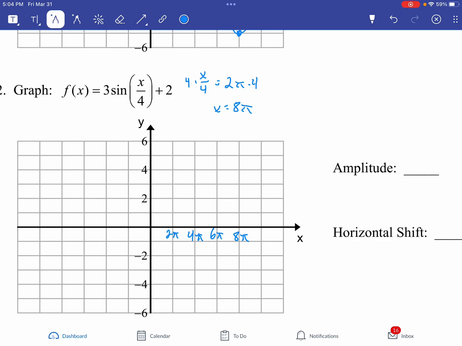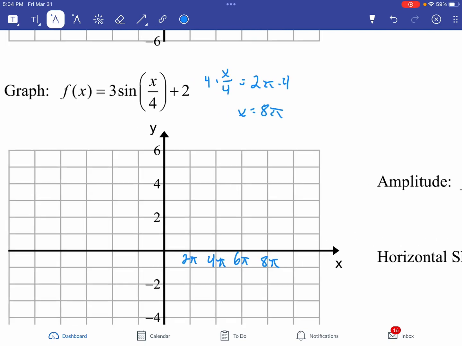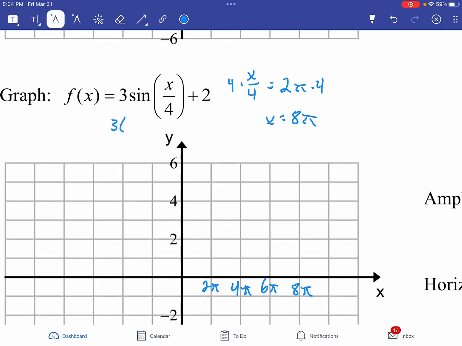Next is my horizontal shift. Nothing is being added or subtracted inside the parentheses, so there is no horizontal shift. So I can skip step 2. Step 3, find the first point. So 3 times sine, which is 0, plus 2, gives me 2. My first point is going to be here at positive 2. And use the amplitude to find the rest.